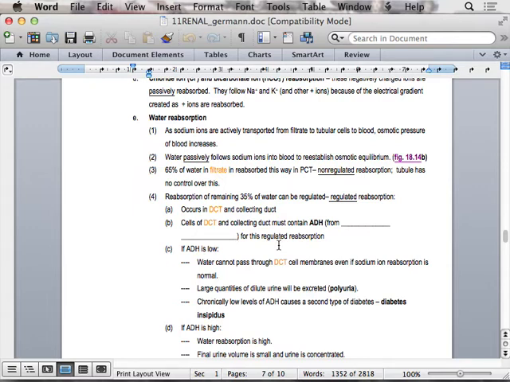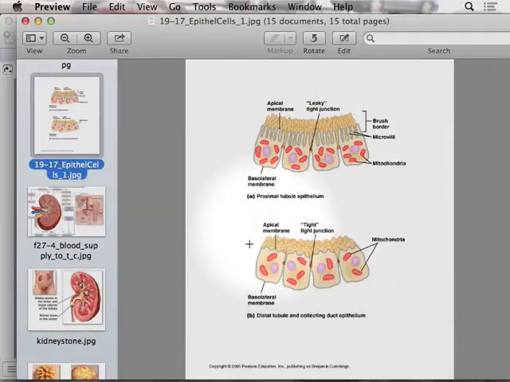At the DCT, we have regulated sodium reabsorption and regulated water reabsorption. So the reabsorption of the remaining 35% of water can be regulated. It occurs in the DCT and the collecting duct. The cells of the DCT and the collecting duct, however, for this regulated reabsorption, must contain ADH. ADH allows the cells in the DCT to become porous to water. Otherwise, they are relatively closed to water reabsorption. They have tight junctions, and they do not have aquaporins that will allow it to go through. You have to allow it.